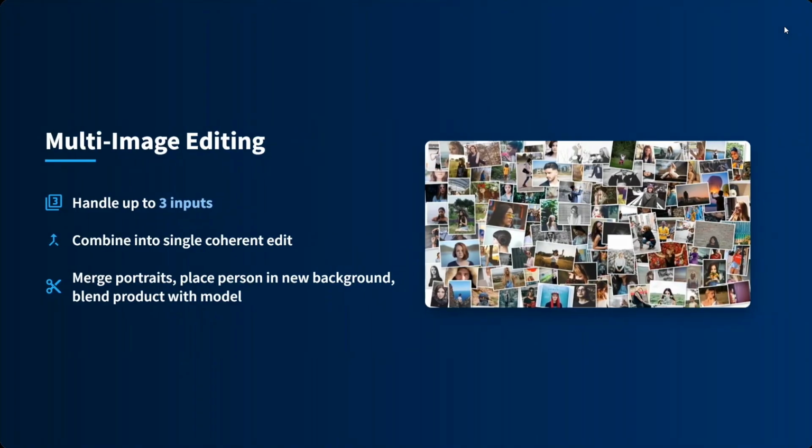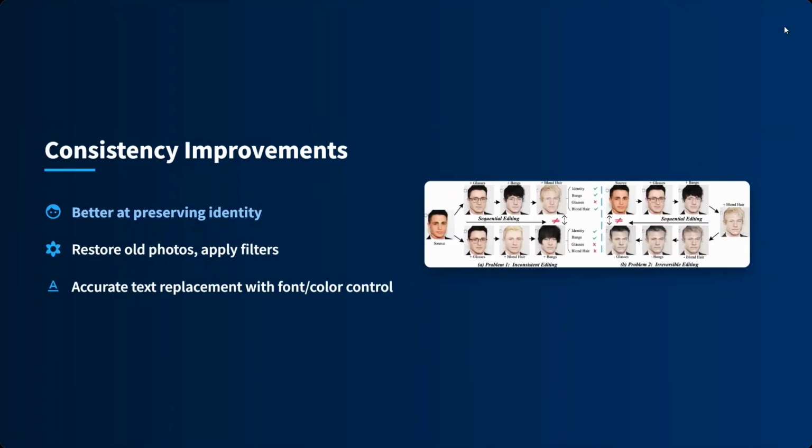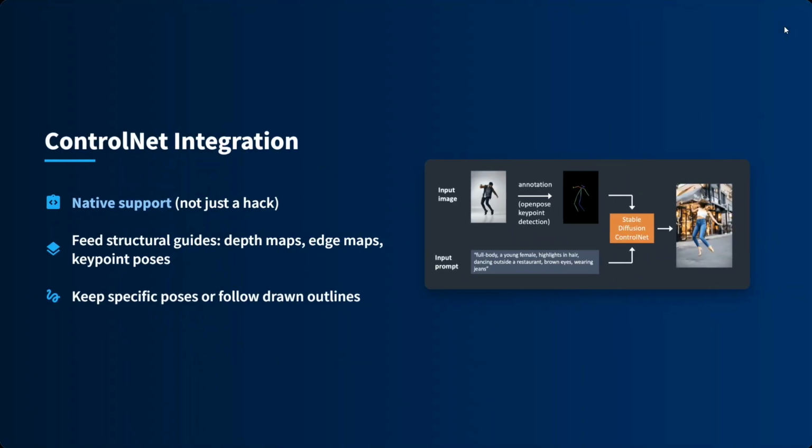Multi-image editing, as mentioned, handles up to 3 inputs, combined into a single coherent edit: merge portraits, place people in new backgrounds, blend products and whatnot. Consistency improvement, I think better at preserving identity, that's for sure. Restore old photos, apply filters, accurate text replacement with font, color and control. ControlNet, I think native support, not just a hack. You can feed structural guides, depth maps, edge maps, key point poses, keep specific poses or follow a drawn outline. So I think they have introduced ControlNet in their model, which is helping them out a lot, as you can see on the right hand side.